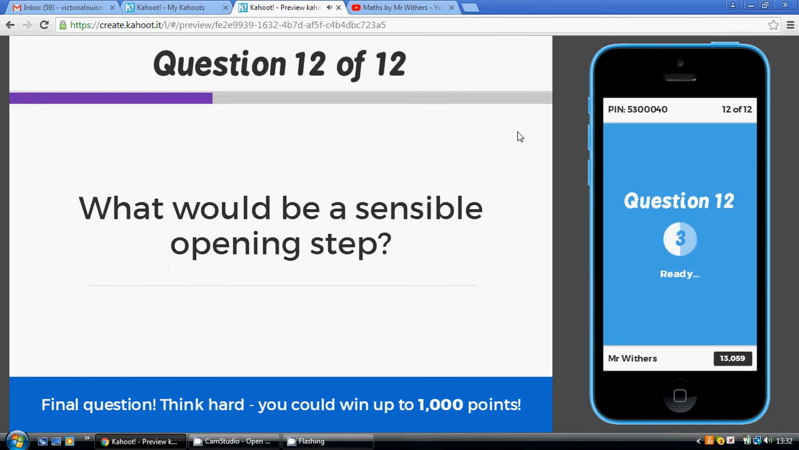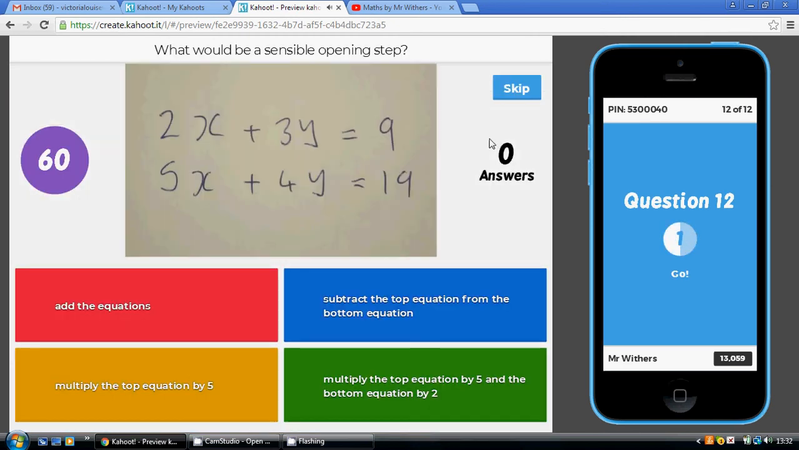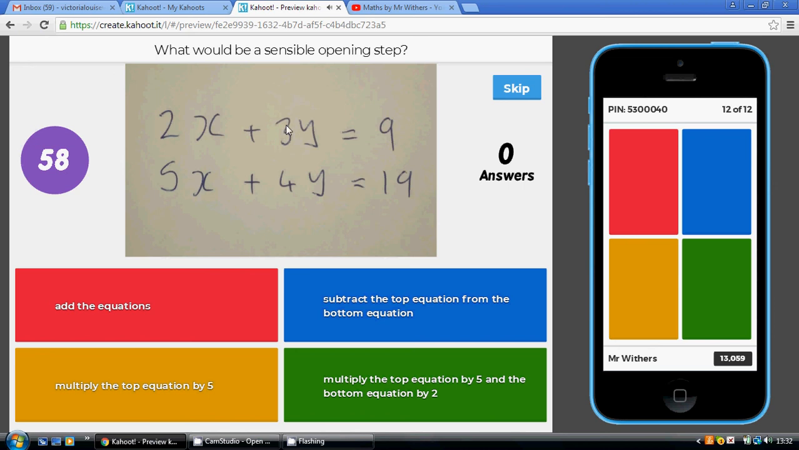So, brand new final question. Now, nothing's lined up, and we can't even line up with one single multiplication. I've chosen to focus on lining up the x's. If we multiply the top equation by 5, that will give us 10x. And then if we multiply the second equation by 2, that will also give us 10x. So multiplying the top equation by 5 and the bottom equation by 2 lines up the x's. So that's going to be my green answer.